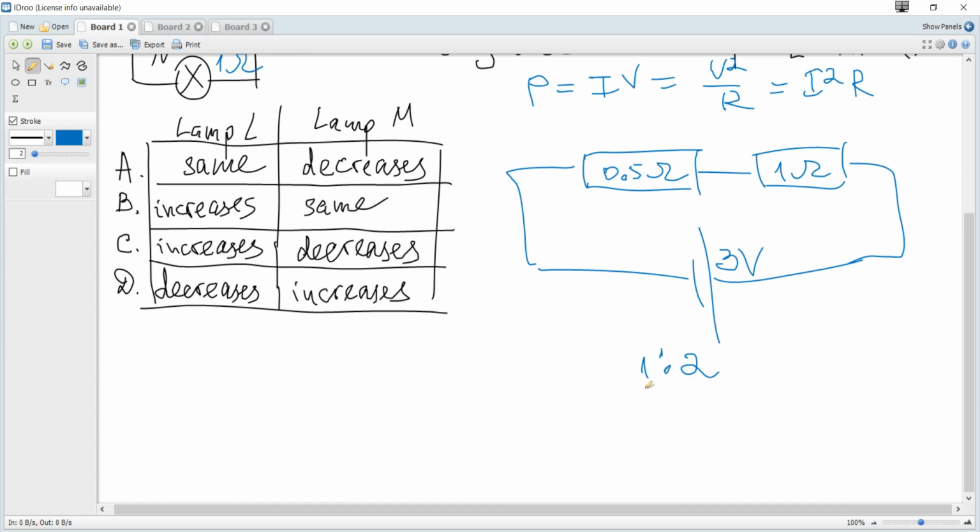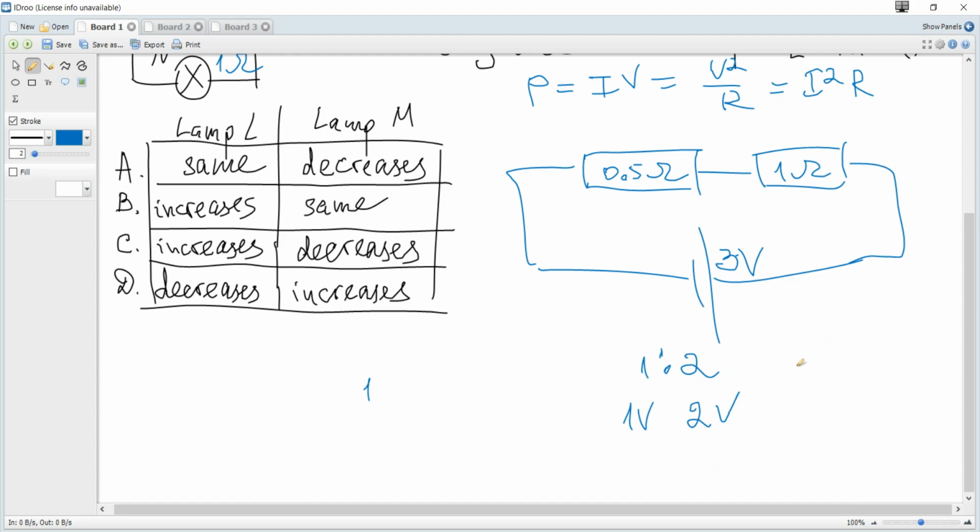How to divide 3 volts in ratio 1 to 2? There are 3 parts in total. 3 volts divided by 3, so it's 1 volt per 1 part. So 1 volt here, 2 times 1, 2 volts here. Or 1 over 3 of 3 volts for this component, and 2/3 times 3 volts for this component.